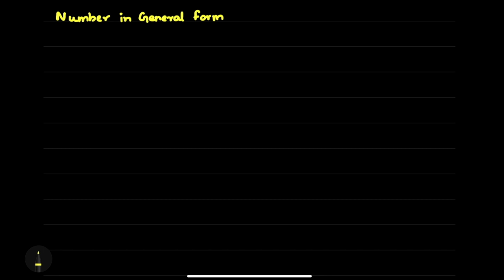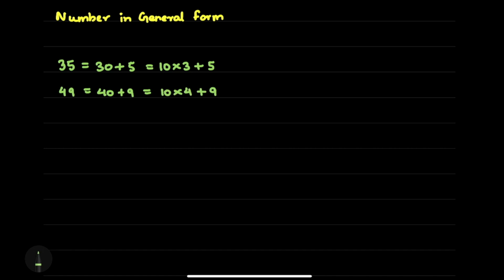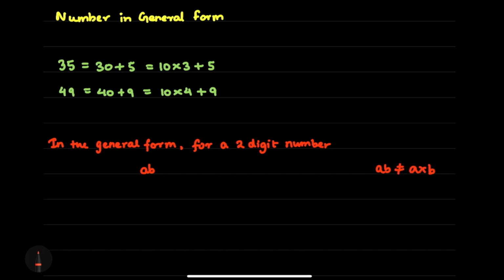So let's get started. A number in general form can be written in the following way. Let's take an example of the number 35. This can be written in the general form as 30 plus 5, which can be further simplified as 10 into 3 plus 5. Similarly, we can also write 49 as 40 plus 9, or 10 into 4 plus 9. So how do we write this in a general form? For a two-digit number, we have, say, AB, where AB is not equal to A into B, and it can be written in the form of 10 into A plus B, or 10A plus B. And if we reverse this, we will have BA, which can be written as 10B plus A.